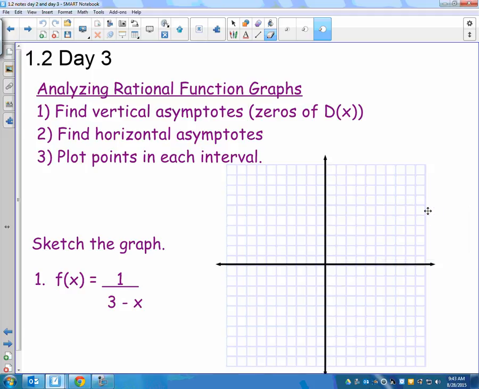When you're graphing a rational function, you've got to find your asymptotes, right? So I wrote: find the vertical asymptotes. We talked about that yesterday. That's hopefully what you did on your homework yesterday: setting the denominator equal to 0.